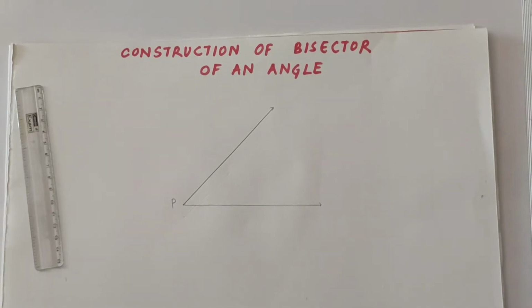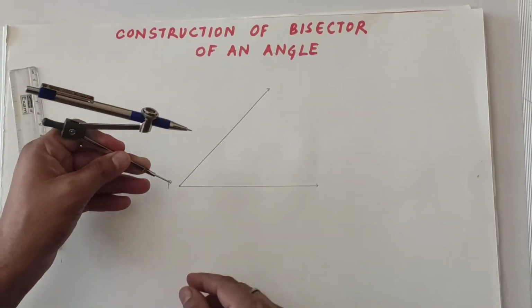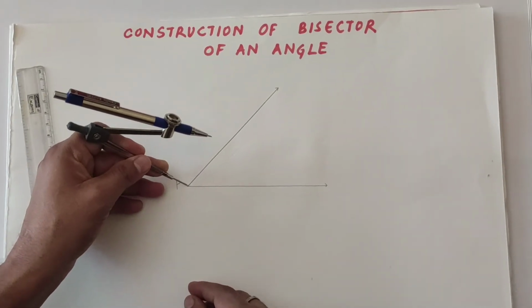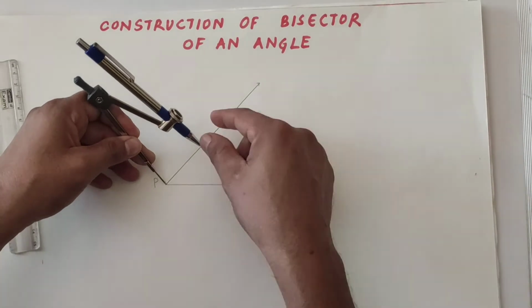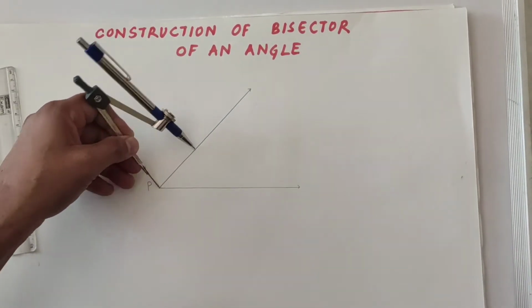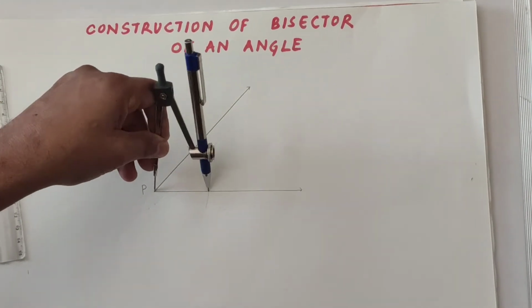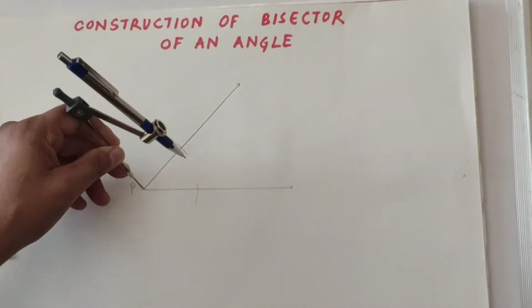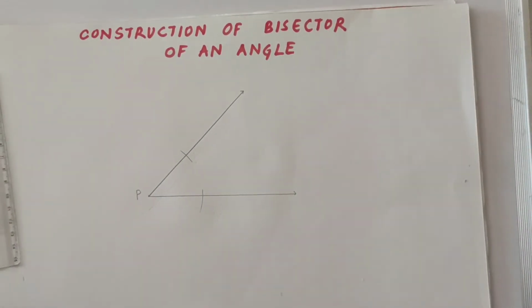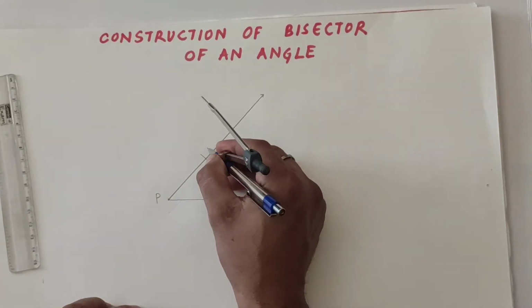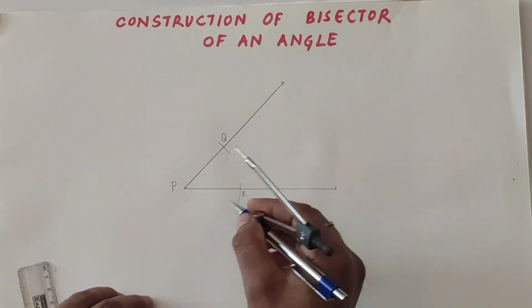So what we need to do to bisect this angle, we need to keep the compass at the vertex of this angle. Alright, and you can take any length you want. Make an arc on one side of this angle and an arc on the other side of the angle of the same measure. Right, now we'll name this point as Q and this point as R.